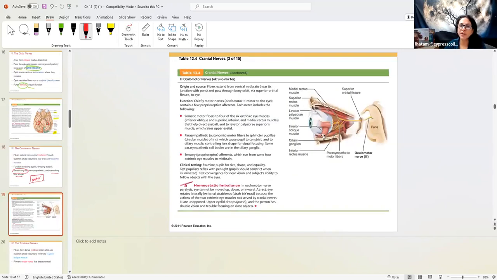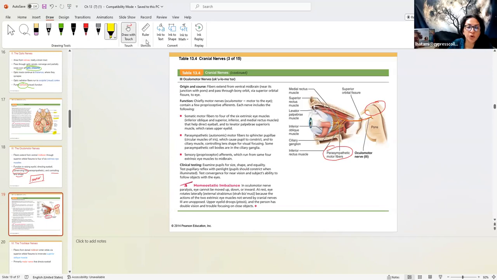Okay, let's review cranial nerve number 3, or the oculomotor nerve, by this picture. As you can see, the name of this nerve is descriptive: oculo means eye, and motor shows the function. It comes from the midbrain, and then by passing through the superior orbital fissure, it goes to the orbit and innervates the skeletal muscle around the eye, and it also carries the parasympathetic fibers.